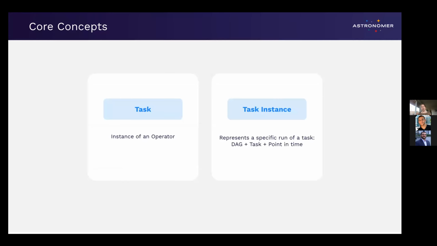One level deeper from that, you actually have your tasks. Each task is an instance of an operator. Remember, operators are like a wrapper around that task. You might have one task in your DAG, or you could have many. And then you have a task instance. This is the concept that represents a specific run of that task. You can think of that as a DAG and a task and a point in time. A specific task in your DAG might have many task instances over its lifetime as that DAG gets run multiple times.